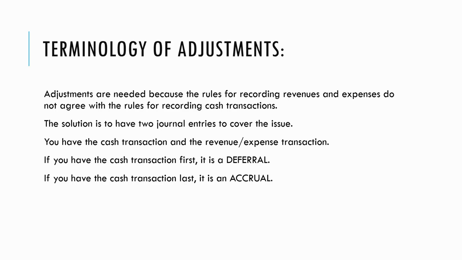And the reason why we have to do it is because at present, if we followed those rules for recording revenues and expenses, they aren't always in agreement with the cash basis, and we had this in a previous chapter as well. So we may have to have two journal entries to get everything right. We have a cash transaction, and then we have a revenue or expense transaction.